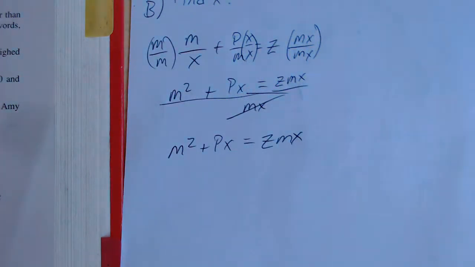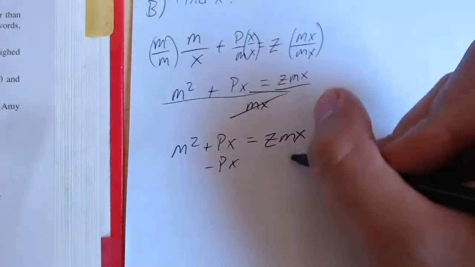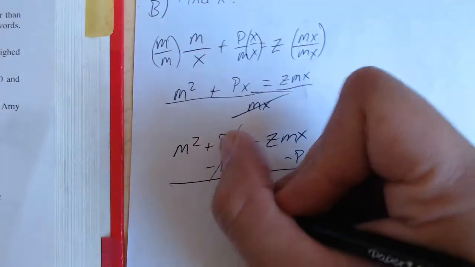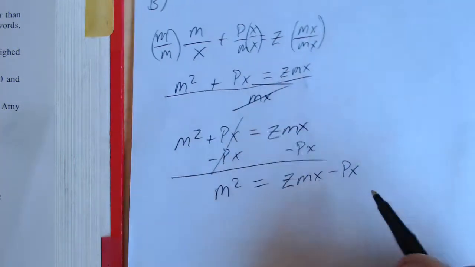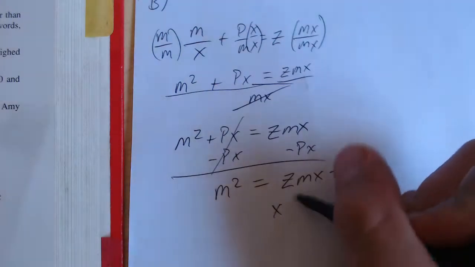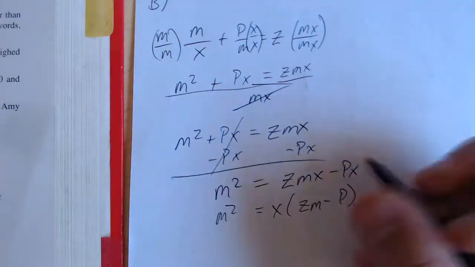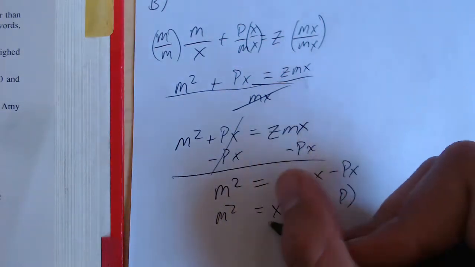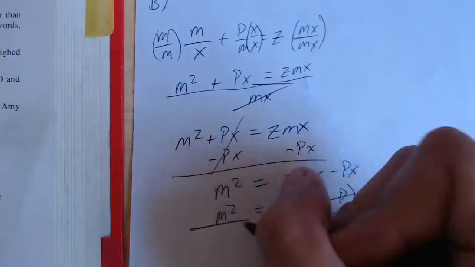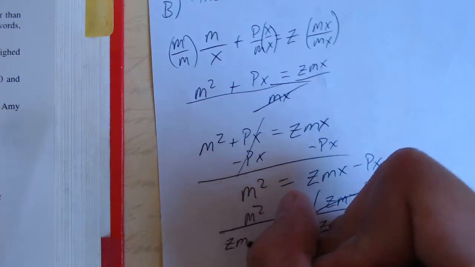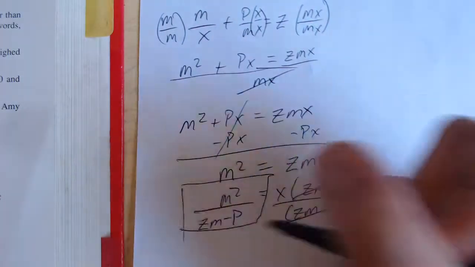So the way we do that is we put all of our x's on one side. So we'll subtract px from each side. That side will cancel. All we're left with is m squared equals zmx minus px. And then we're going to factor out x as the greatest common factor. So then we get x times zm minus p. And the last step is the same. We divide by this parenthesis, or this polynomial, on each side. And then all we're left with on this side is x, and that is what x is equal to. So that would be your answer.